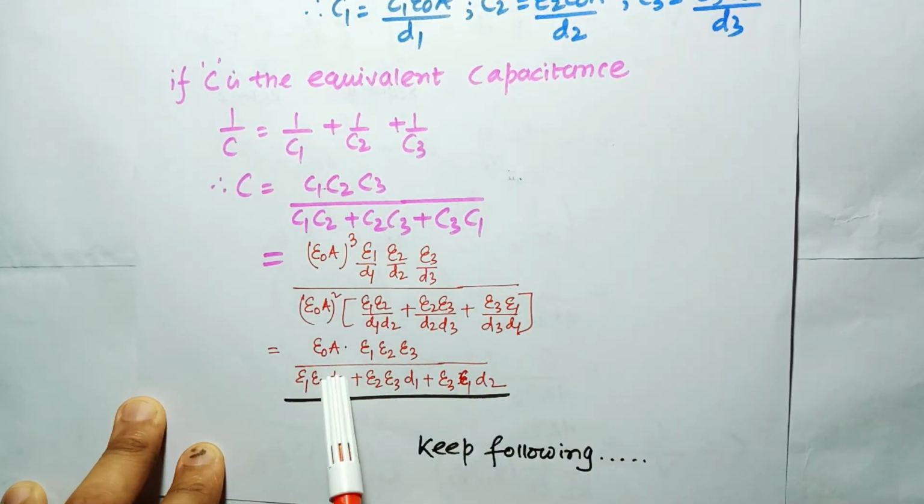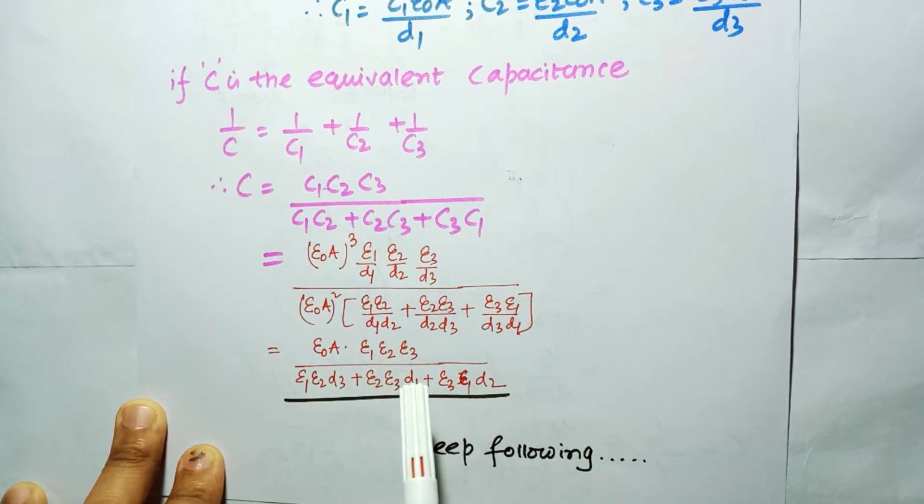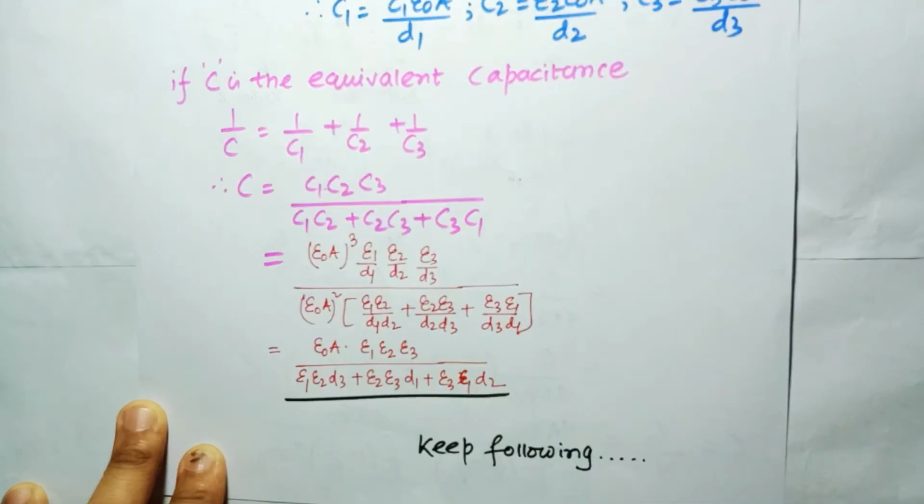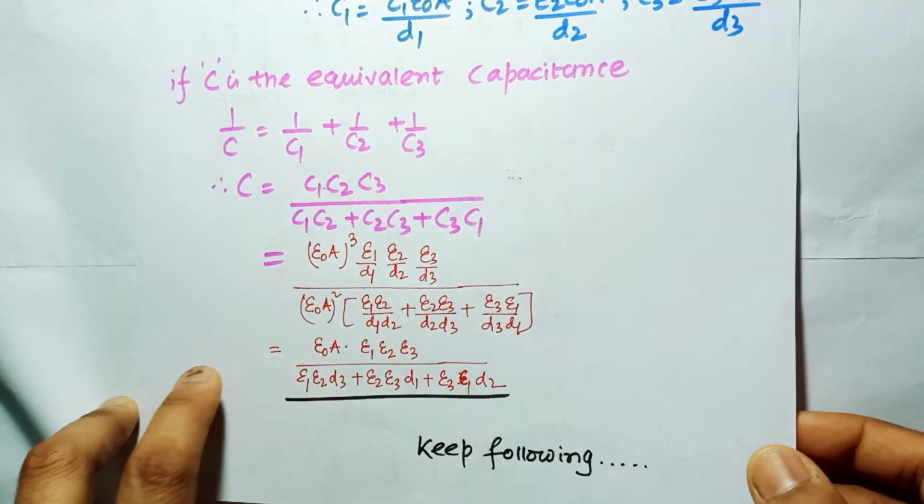Now after the final calculation, the capacitance looks like epsilon naught A times epsilon 1 epsilon 2 epsilon 3 divided by epsilon 1 epsilon 2 D3 plus epsilon 2 epsilon 3 D1 plus epsilon 3 epsilon 1 D2. So this is the easiest calculation that you need to do with some patience. This is our fourth problem.